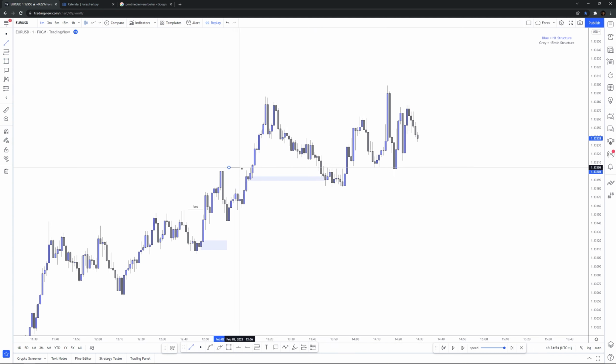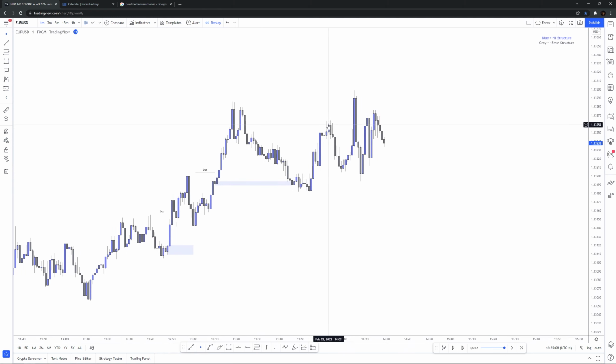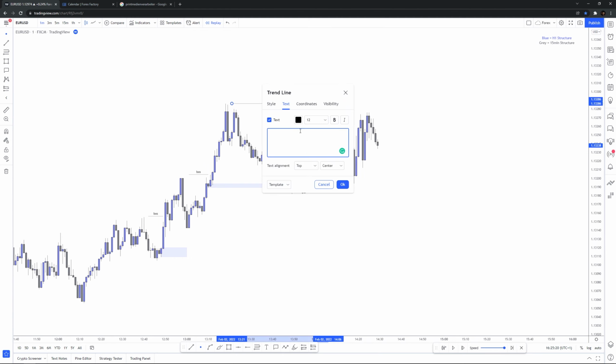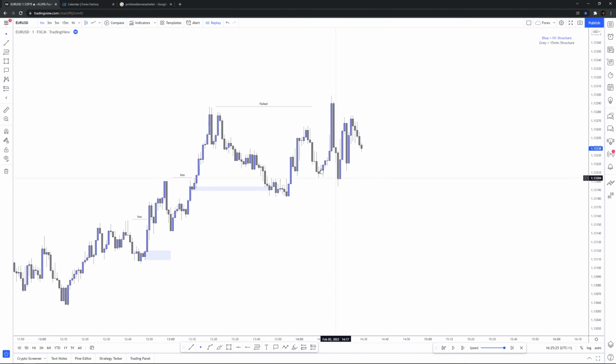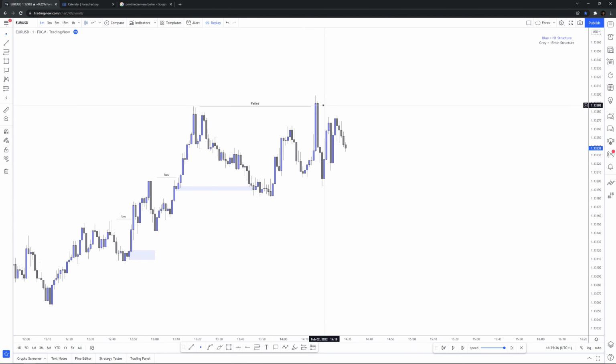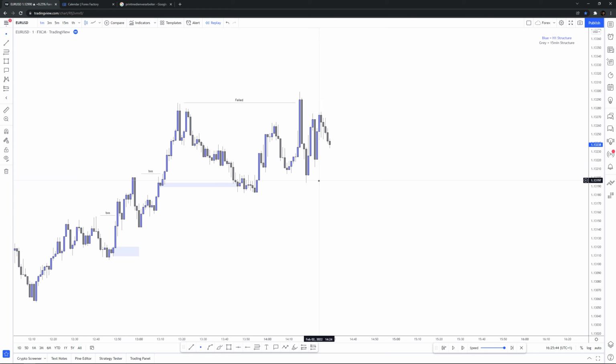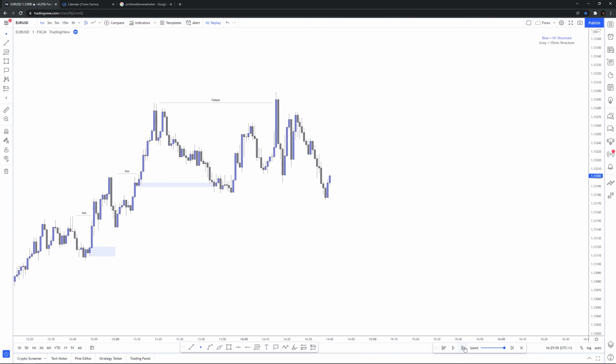Let's go further. Created a break to the upside and created another higher high right here. Now price came back down, reacted on this level right there, and then price pushed above once again, but it failed to make another higher high. So we marked that on the chart. We failed. Price tried to push up once again. It broke the structure right there, and then it pushed down very strong, as you can see right there. Let's move a bit forward. Price was moving around and it broke this level right there.